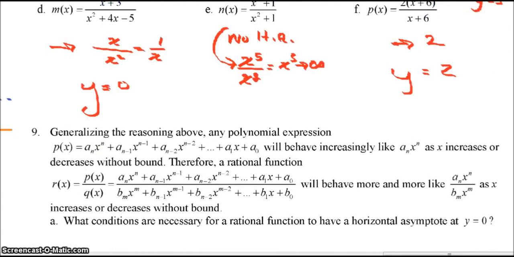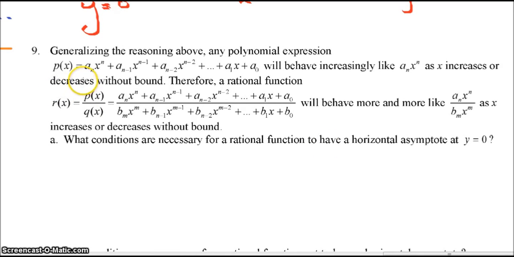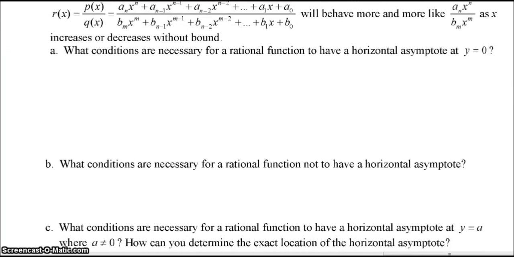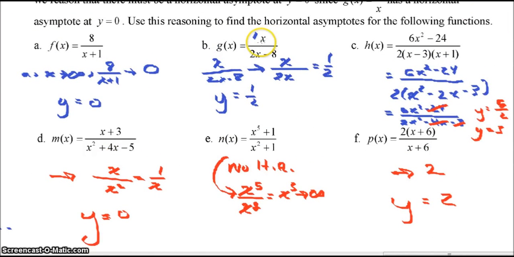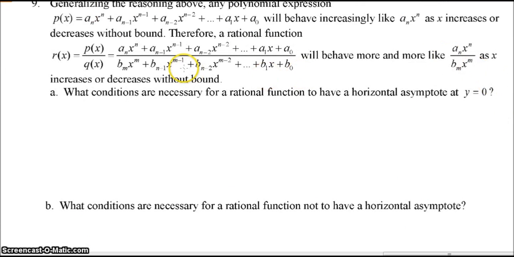Number 9, generalizing the reasoning above, any polynomial expression p of x equals a_n x to the n, etc., will behave increasingly like the first term as x increases or decreases without bound. Therefore, this rational function will behave more like this function. What conditions are necessary for a rational function to have a horizontal asymptote at y equals 0? If we look at all of our functions up here, we had y equals 0 in this case and this case. The pattern is that the degree of the numerator is always smaller than the degree of the denominator. So if we want a horizontal asymptote at 0, then the degree of the numerator, n, must be smaller than the degree of the denominator. Or you could say m is greater than n, same thing.